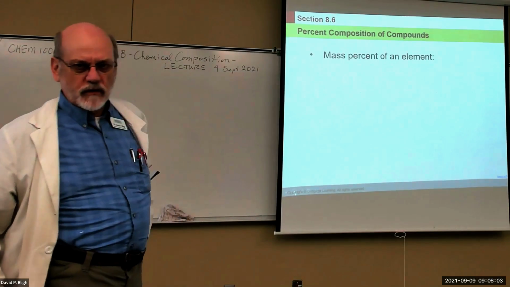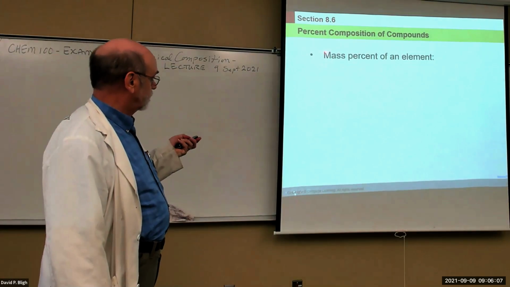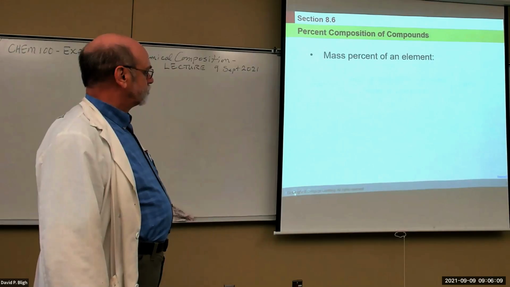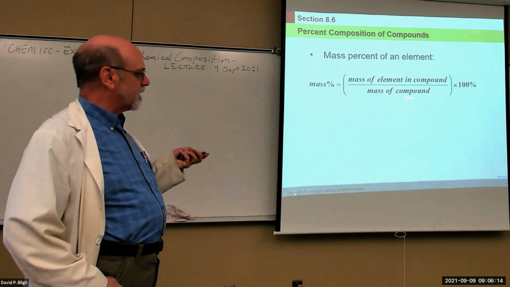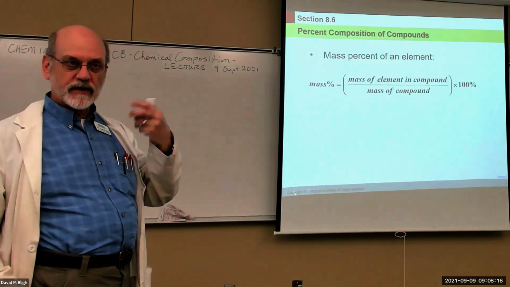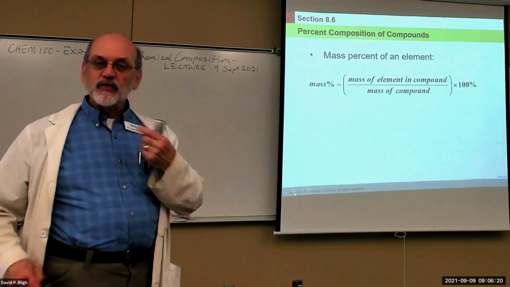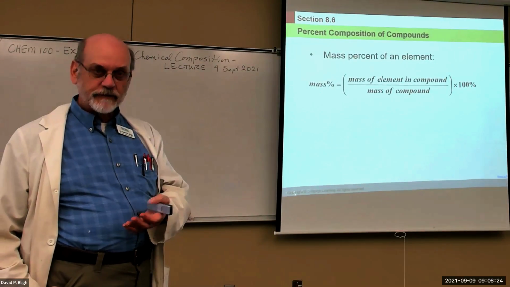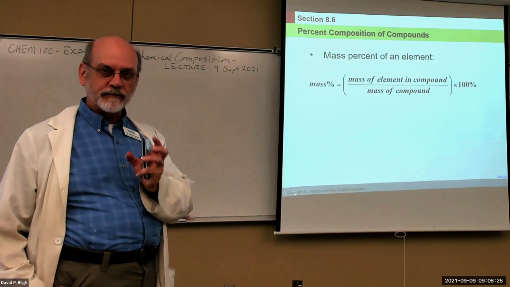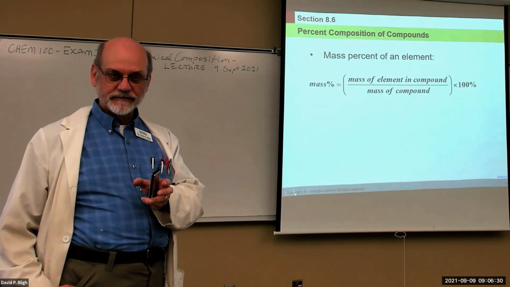And that's exactly what we mean by mass percent. Okay? Mass of the element in the compound divided by the mass of the compound. Now, there are two ways to get that. You can do a theoretical way. If you know the formula for the compound, you can calculate the mass percent.